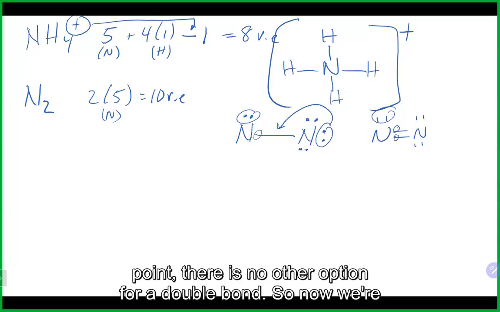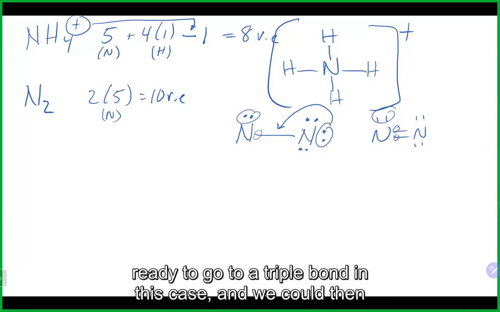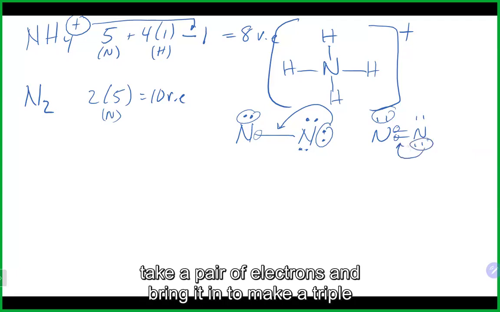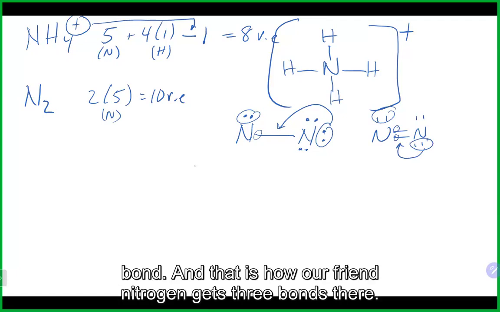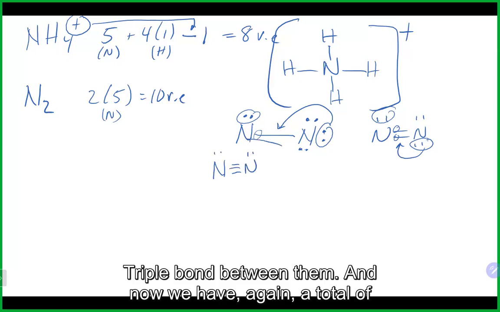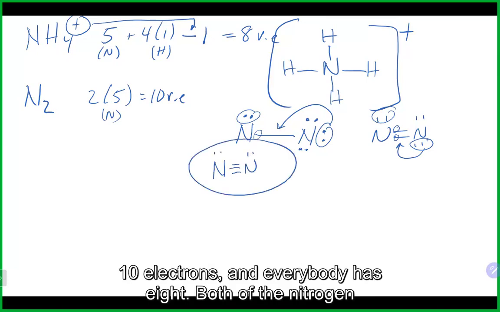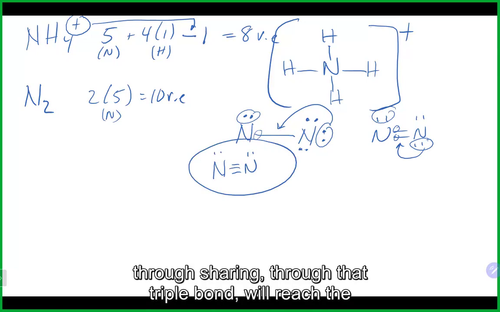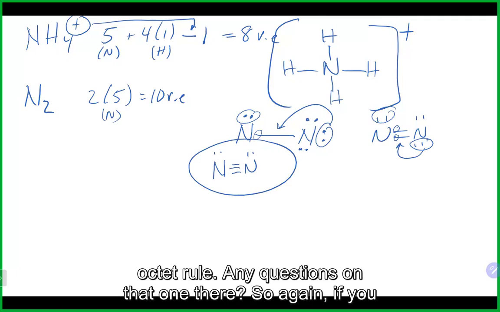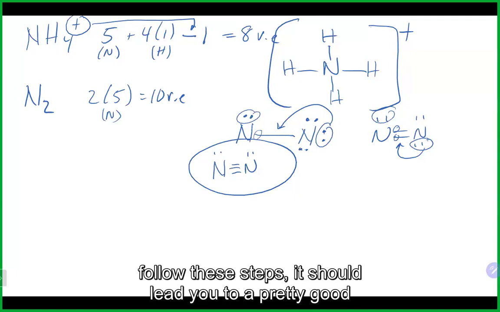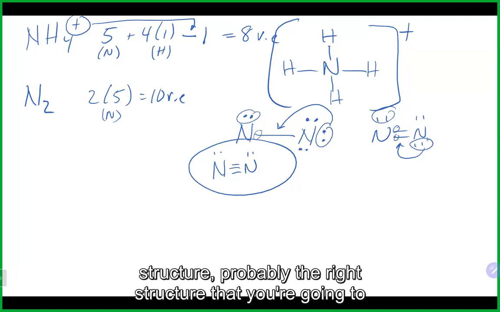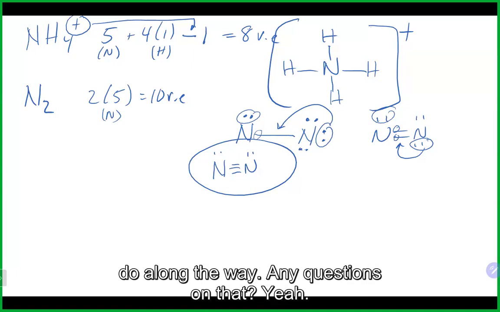At this point, there is no other option for a double bond. So now we're ready to go to a triple bond. We could then take a pair of electrons and bring it in to make a triple bond. And that is how our friend nitrogen gets 3 bonds, a triple bond between them. And now we have, again, a total of 10 electrons, and everybody has 8. Both of the nitrogens, through sharing through that triple bond, will reach the octet rule. Any questions on that one there? So again, if you follow these steps, it should lead you to a pretty good structure, probably the right structure that you're going to do along the way. Any questions on that?